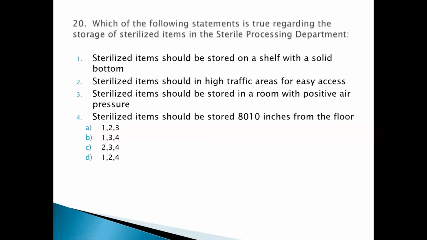Number 20. Which of the following statements is true regarding the storage of sterilized items in the sterile processing department? Sterilized items should be stored on a shelf with a solid bottom. Sterilized items should be in high traffic areas for easy access. Sterilized items should be stored in a room with positive air pressure. Or sterilized items should be stored 8 to 10 inches from the floor. That'd be very high. All right, so choose 3 of the above there again.